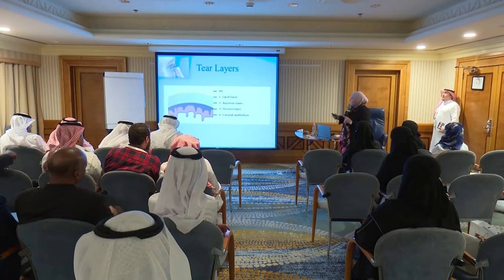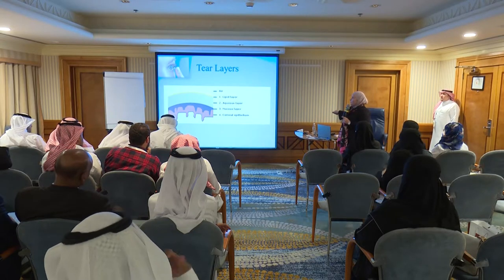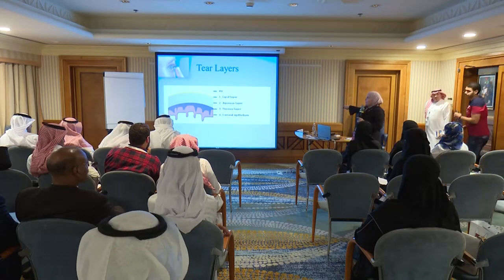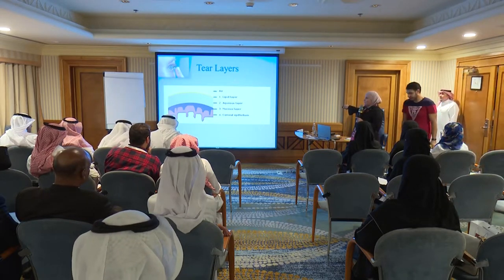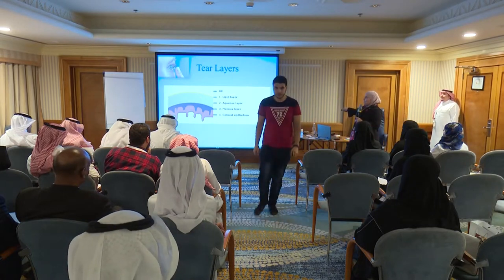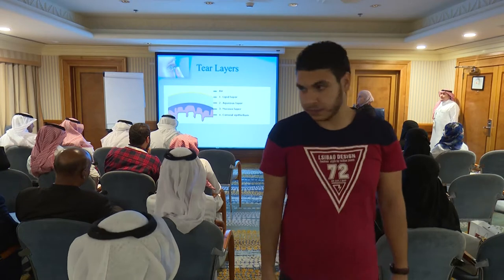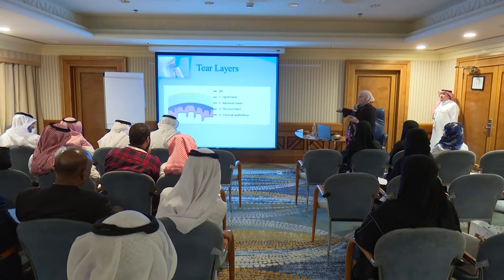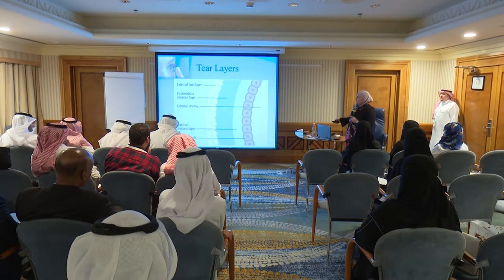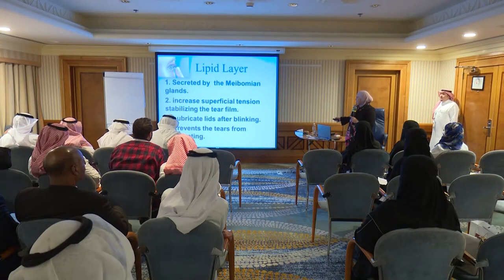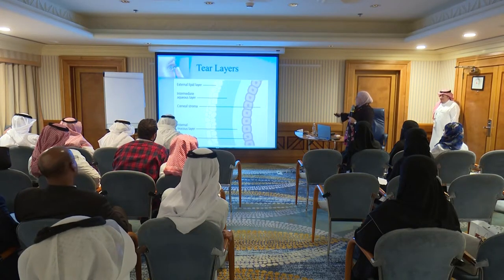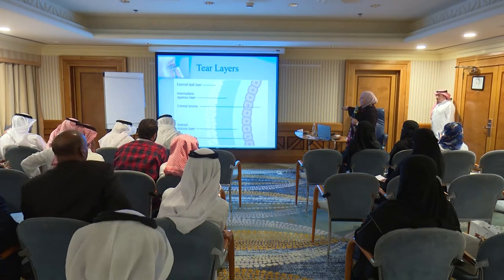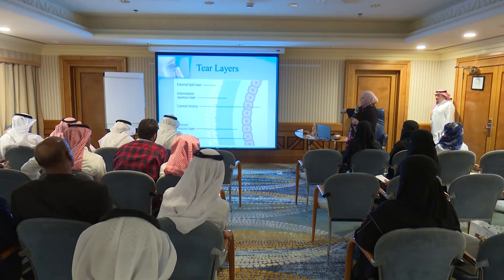Now the tear layers, just very briefly. The tear film consists of three layers. The lipid layer is the outermost layer that is exposed to the atmosphere, and the aqueous layer, as you see, comprises 90% of the tear film. And the mucus layer is the layer that is directly covering the corneal epithelium. So here we have the corneal epithelium, and this is the mucus layer that is covering the cornea. And here we have the aqueous layer, and this is the lipid layer.